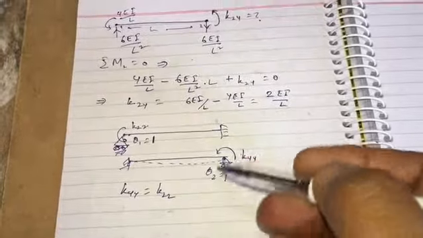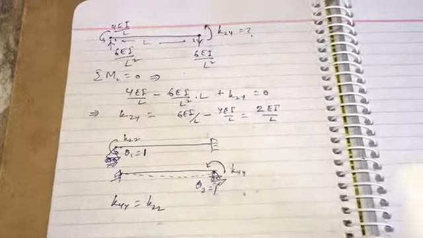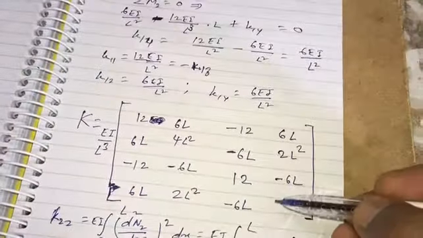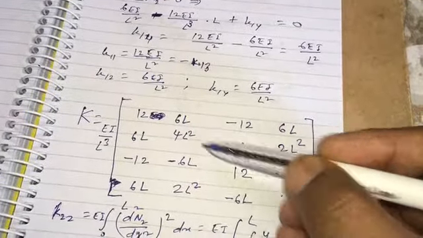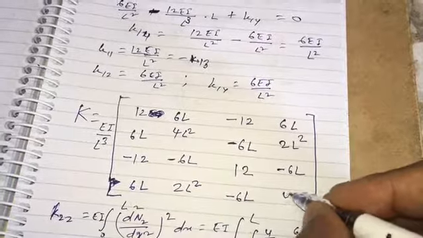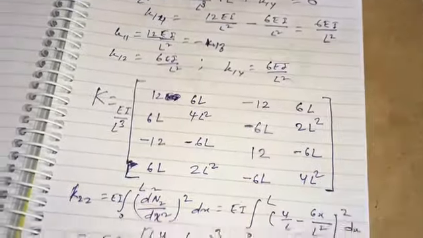This again we have done in chapter 2, direct stiffness method. So we can copy here basically. Whatever K22 value you get will be the same here for K44. So you can do it like that.